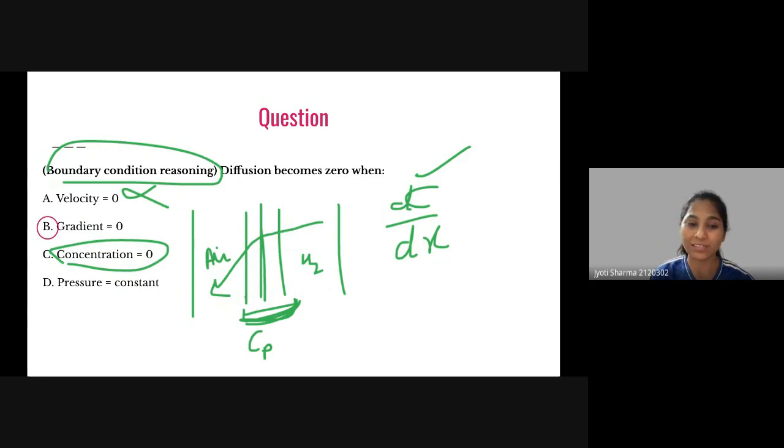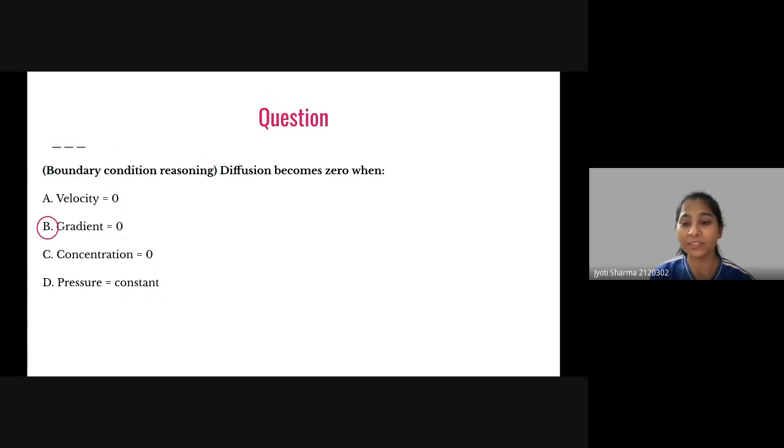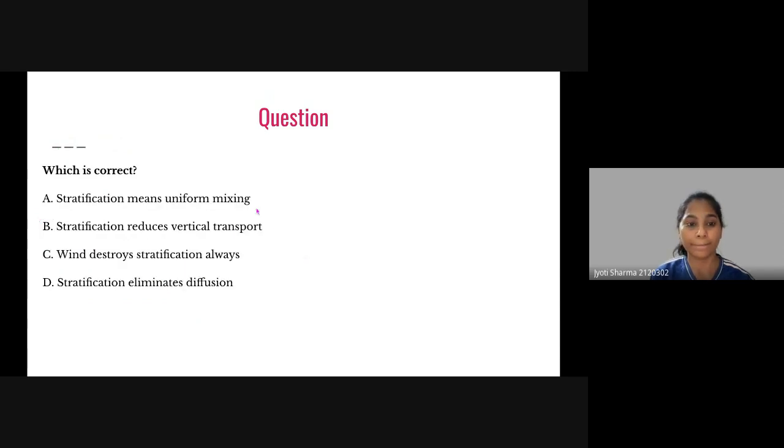So you have to see in what terms we are asking the question. This is a little like the previous questions that I already asked. Stratified means uniform mixing? No, stratified means no mixing between the layers. Stratification reduces vertical transport. Yeah, this is right.